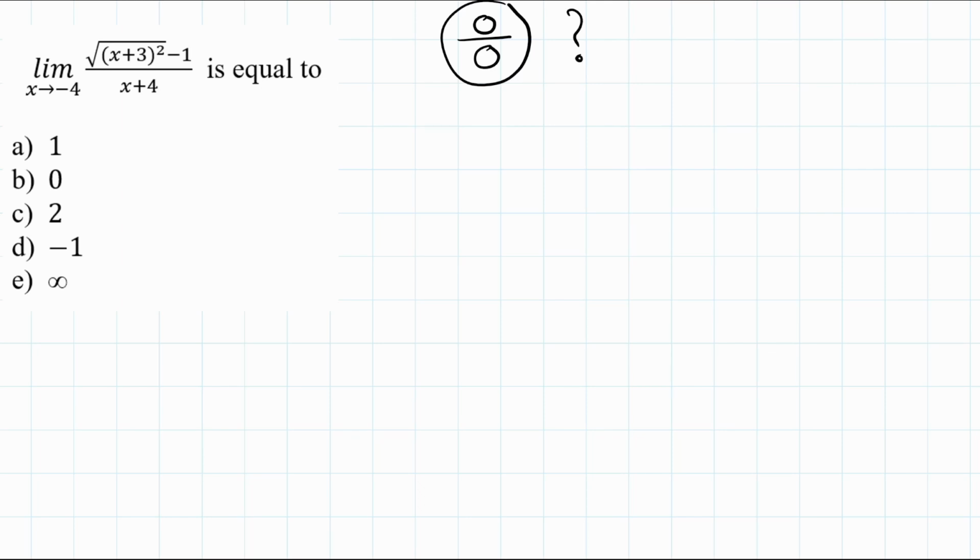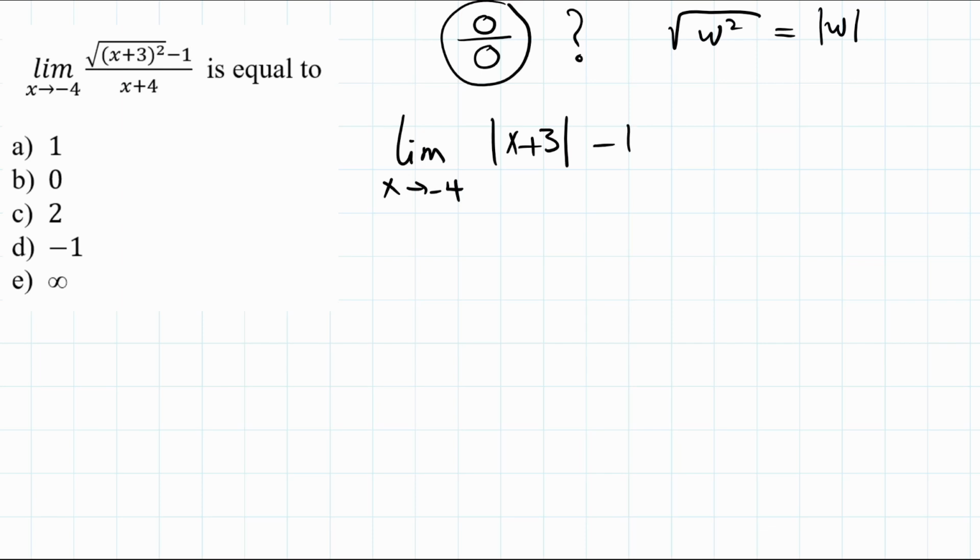It is easier to pull things outside the square root, so the limit could be written as the limit as x goes to -4 of the absolute value of x plus 3. And this is very important because the square root of w squared is not simply w, because w could be negative, so it's just the absolute value of w. So the square root of (x plus 3) squared comes out of the square root and becomes the absolute value of x plus 3, minus 1, divided by x plus 4.